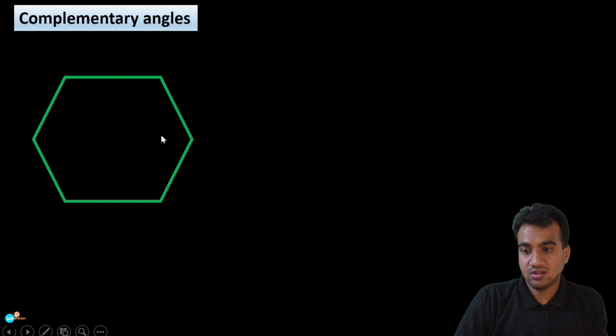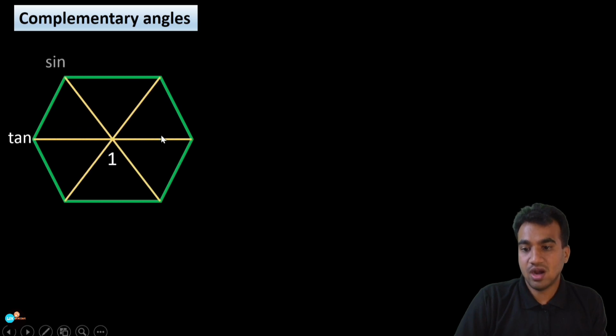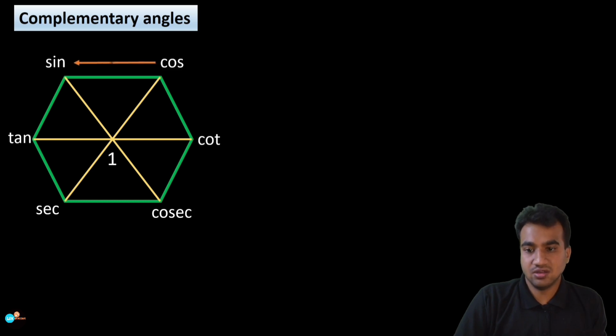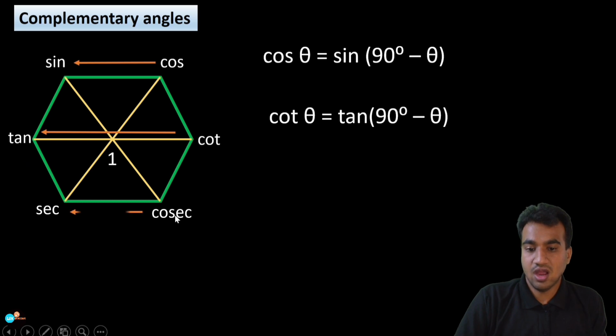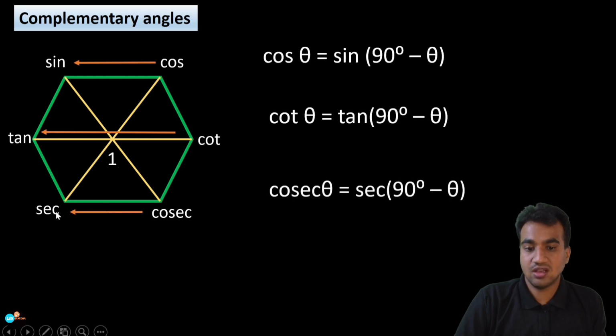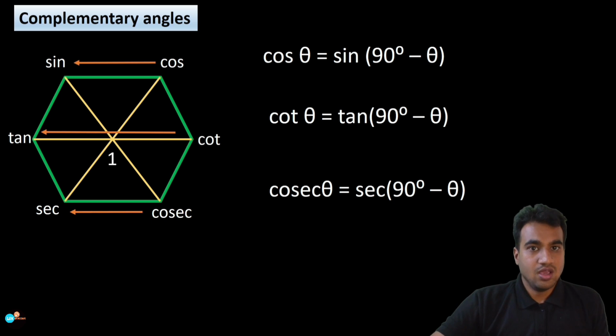So here the same diagram, but the arrow is in the reverse direction. See, cos theta is equal to sin 90 minus theta, and cot theta is equal to tan 90 minus theta, and cosec theta is equal to sec 90 minus theta. Okay, see almost 30 to 40 formula have come from one simple hexagon. Is this its only power? See, some more formulas are going to come. They are most important formula.